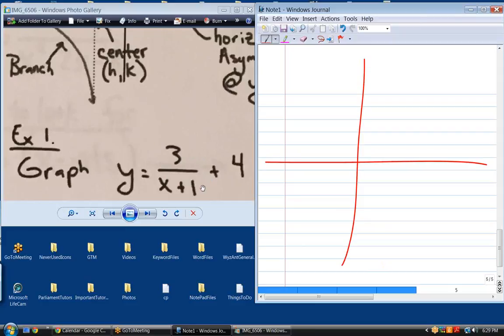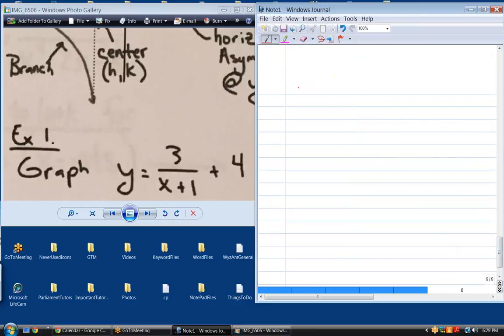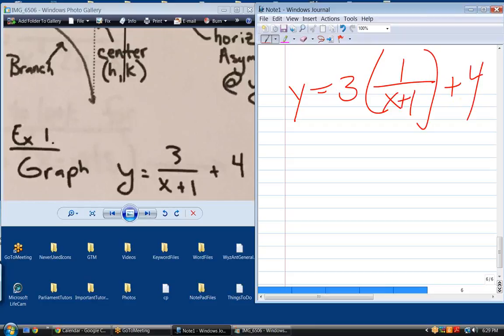So as you said, the 3 is a vertical stretch. That's the only thing it is. In other words, I could write this as y equals 3 times 1 over x plus 1, plus 4. If I write it like that, the plus 4 is clearly a vertical shift, and the 3 is clearly a vertical stretch.